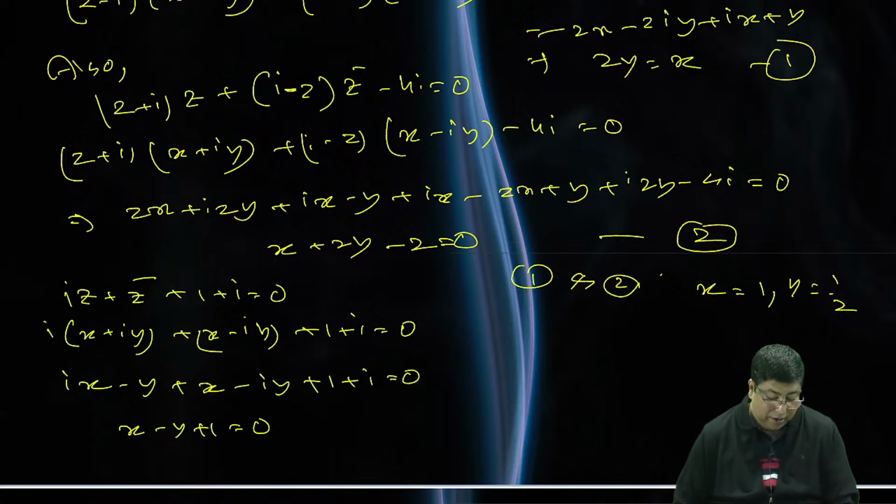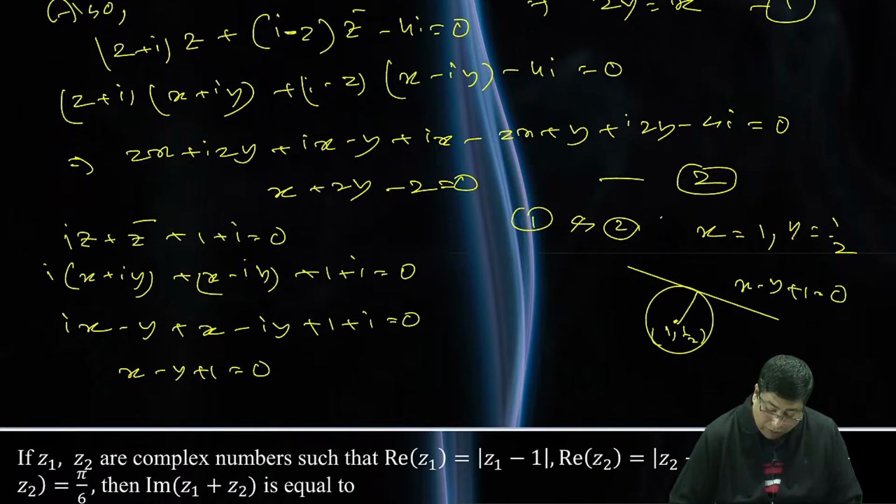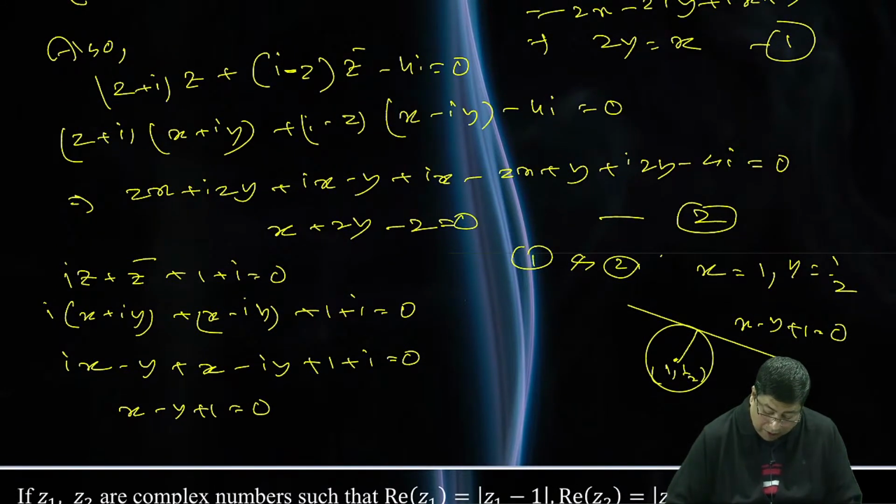Now we got a circle whose tangent is this, whose center is 1 comma half. Everybody, who can tell it? The center is 1 comma half, and the tangent is x minus y plus 1 equal to 0. So if we put this, we are getting radius r equal to the perpendicular distance from the center, (1 minus half plus 1) by root over 1 square plus 1 square. We are getting here 3 by 2 root 2.